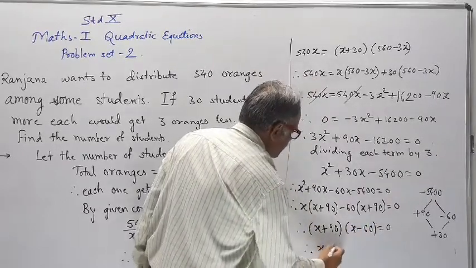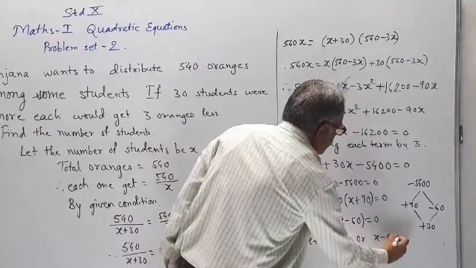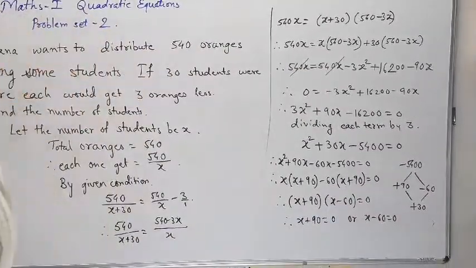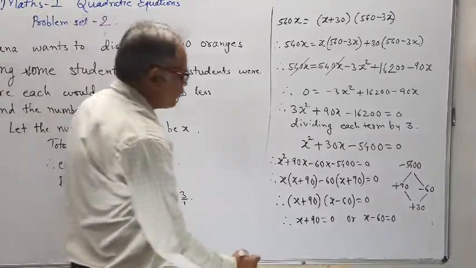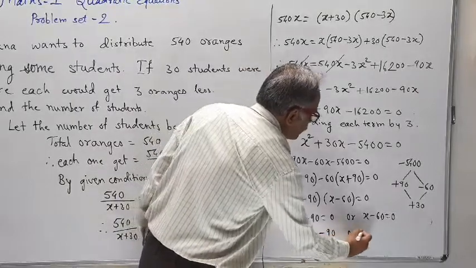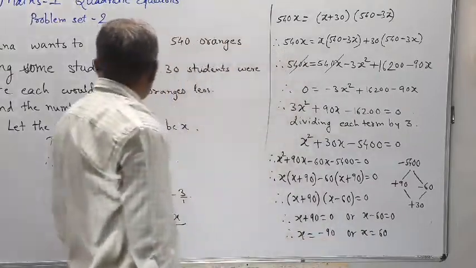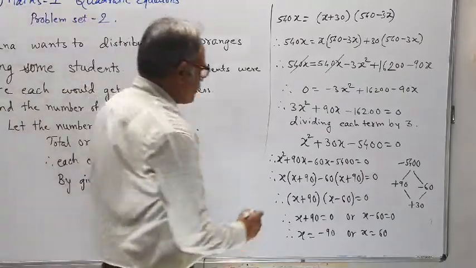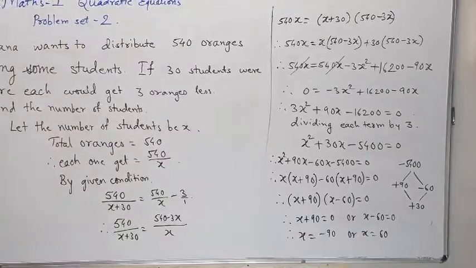Therefore, x plus 90 equal to 0 or x minus 60 equal to 0. Therefore, x equal to minus 90 or x is equal to 60. Minus 90: the number of students is x, and it cannot be negative. Those two sentences you have to write. Complete this, then I will write those two sentences.